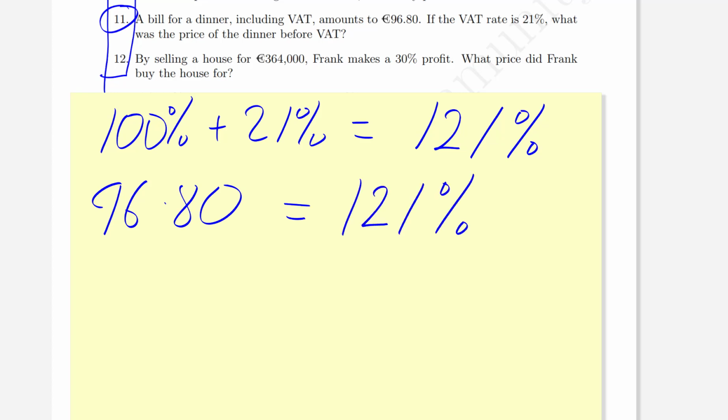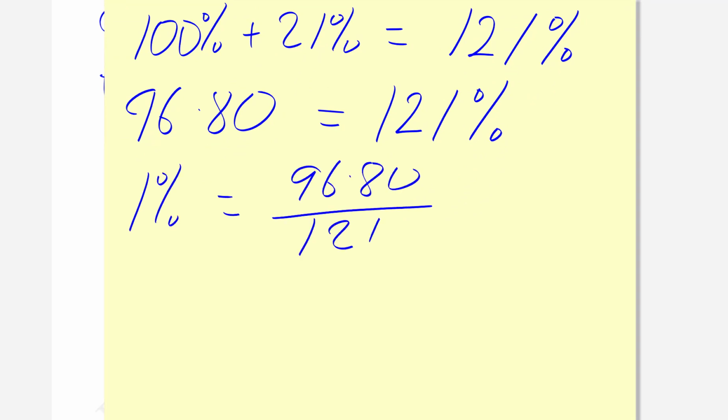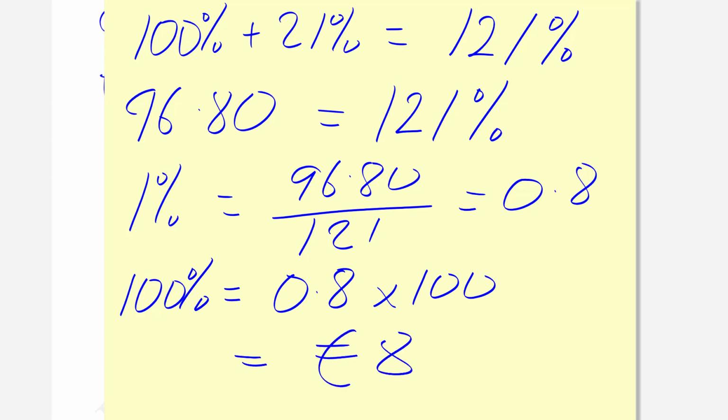We want to get the price of the dinner before VAT. We want to get the original 100%. So therefore, to get 1% once again, it's going to be 96.80 divided by 121. And that is 0.8. Therefore, the original 100%, the price of the meal before the VAT was added on, is 0.8 multiplied by 100. So 80 euros was the price of the meal before the VAT was added on.